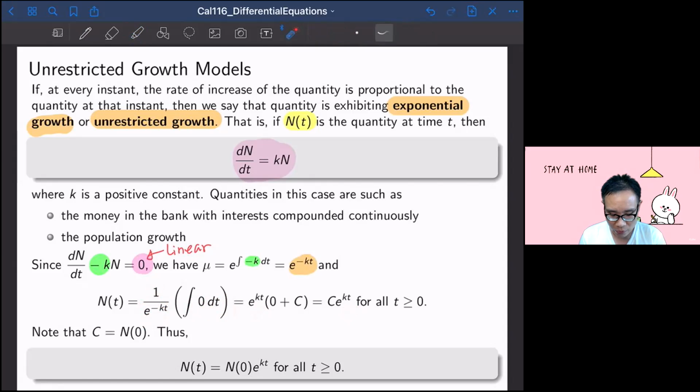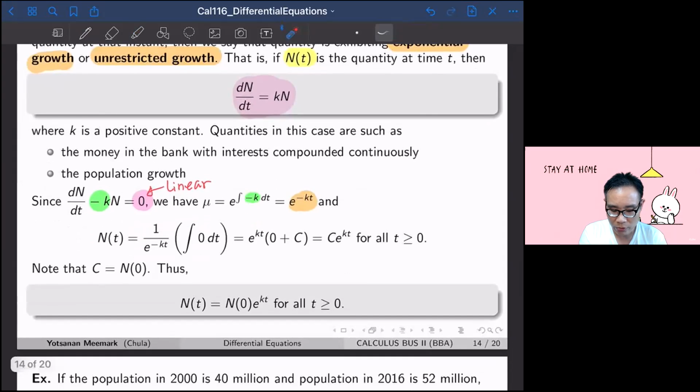Note that you have c equal to N0. So the solution of this differential equation falls into the form N(t) equal to N0 e to the kt.